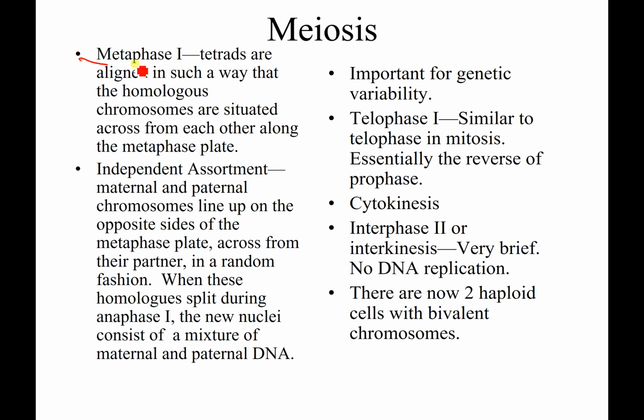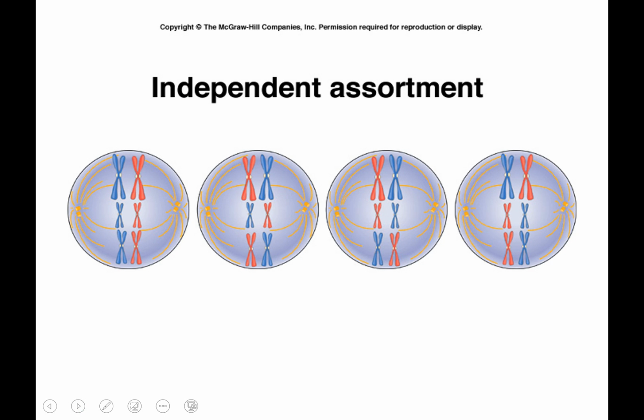So after prophase 1, we get metaphase 1. If you're recalling mitosis, in metaphase, essentially the chromosomes are pulled to the middle and they line up single file along what's called the metaphase plate, the middle of the cell. Something similar happens here. Here, the homologous chromosomes line up across from their homologous partner along the metaphase plate. Something important happens here called independent assortment. We'll come back to that in a second.